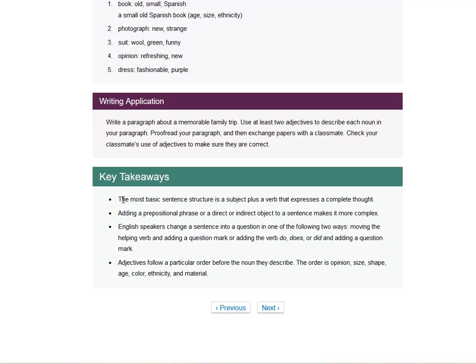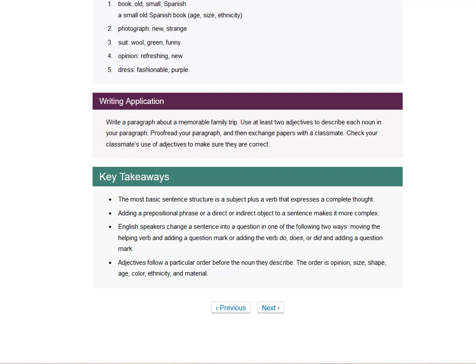Adjectives follow a particular order before the noun. The order is opinion, size, shape, age, color, ethnicity, and material. And if you can't remember that, then you can always just write it down. So now, I'm going to go to section 5.